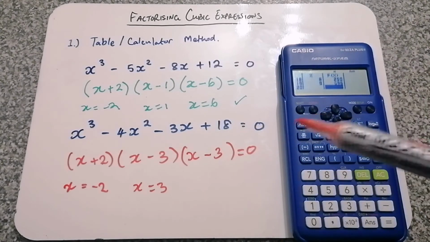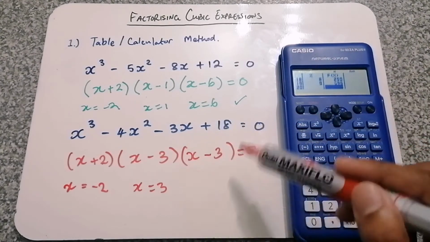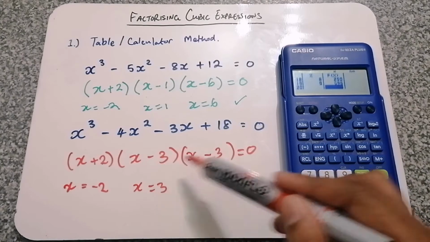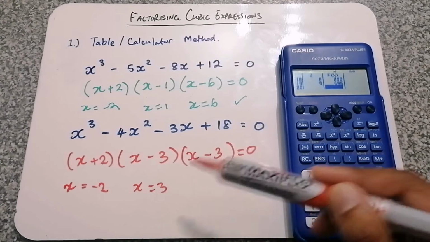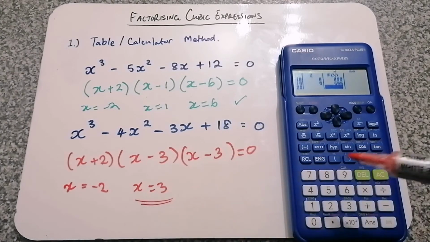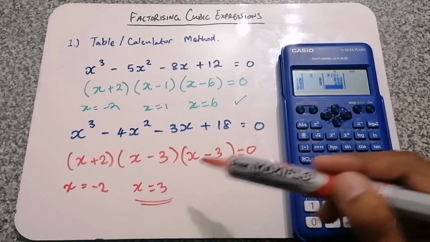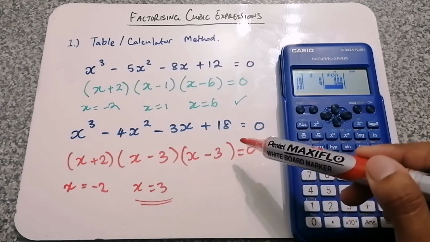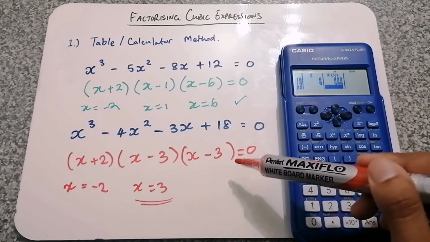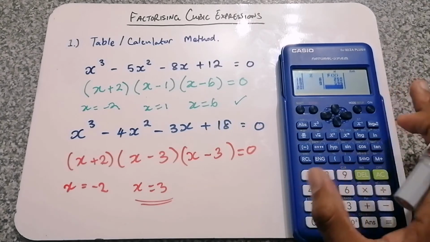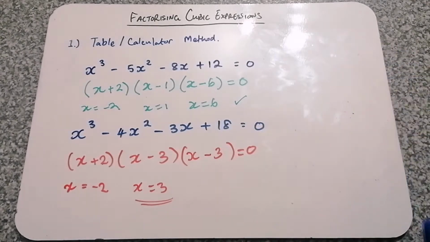Okay, so the reason the calculator never showed you this third factor is because they are actually the same thing. The calculator won't show you this twice. It's just going to show it once, but we managed to find it out using some guess and check. Okay, moving on to the second method.